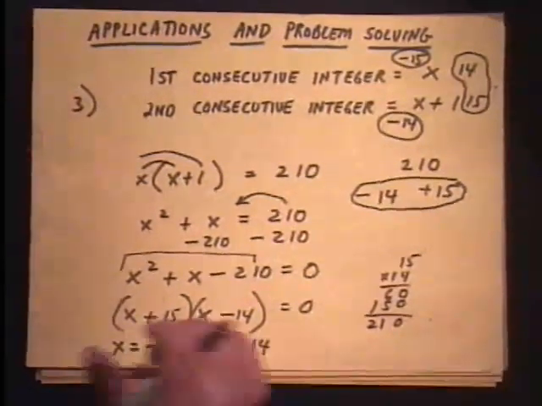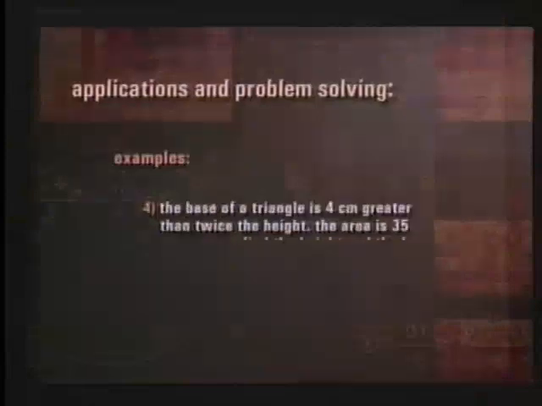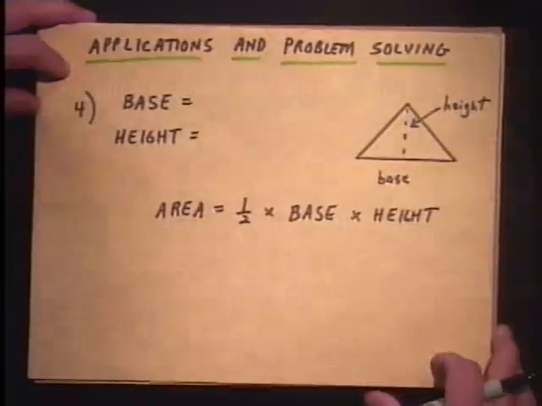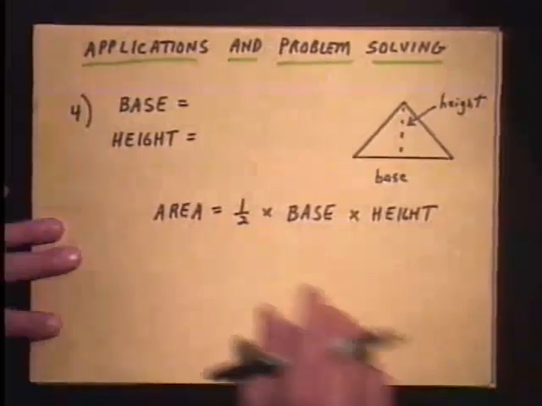So let's move on to the next graphic now, the next example. Example number 4, we'll do a few more of these application problems to give you a real good feel for them. The base of a triangle is 4 centimeters greater than twice the height. The area is 35 square centimeters. Find the height and the base. So let's take a look at that one over here. And I've got a nice pretty picture drawn for you.